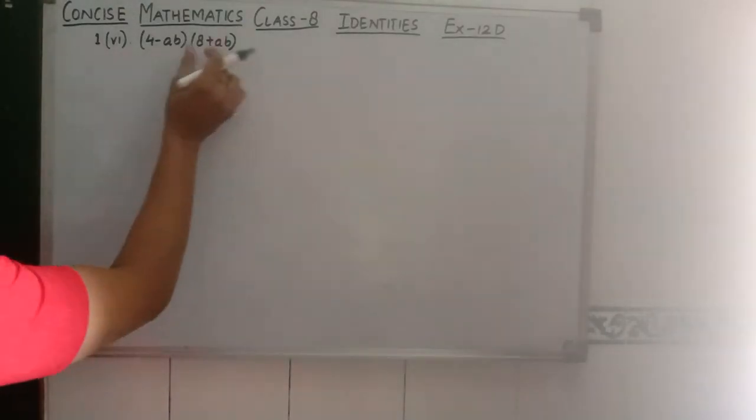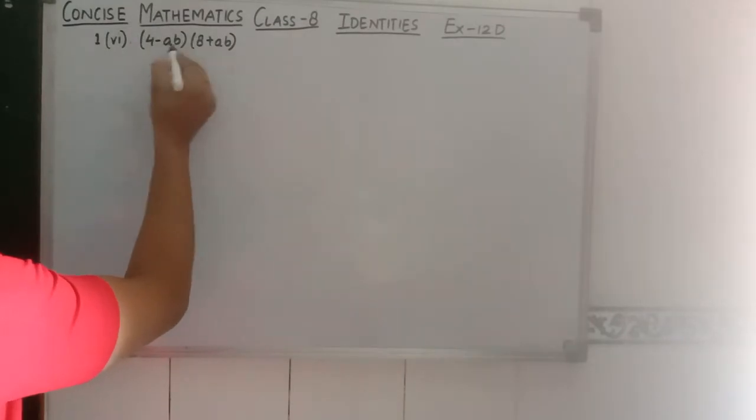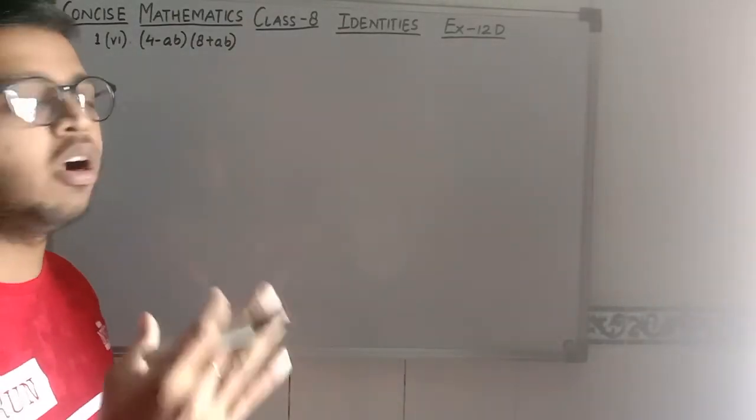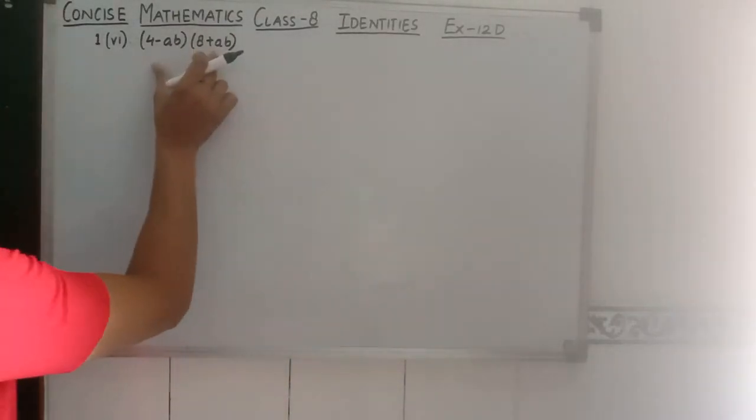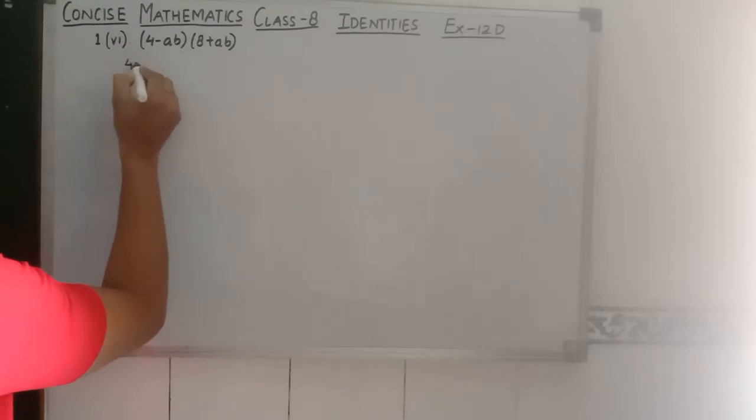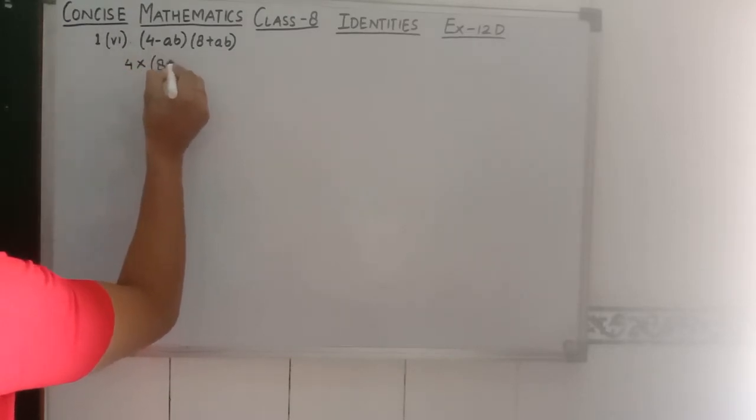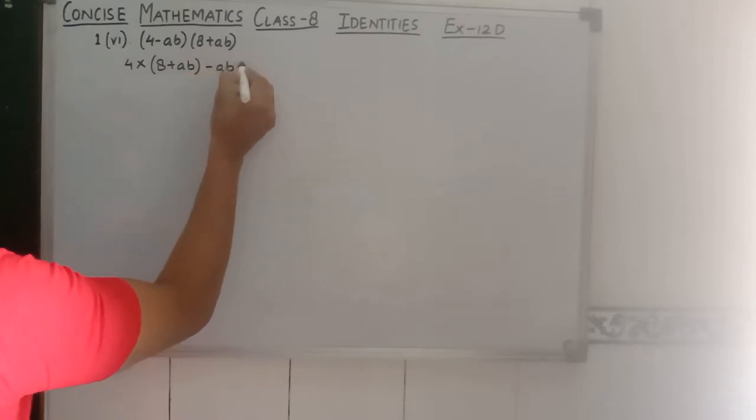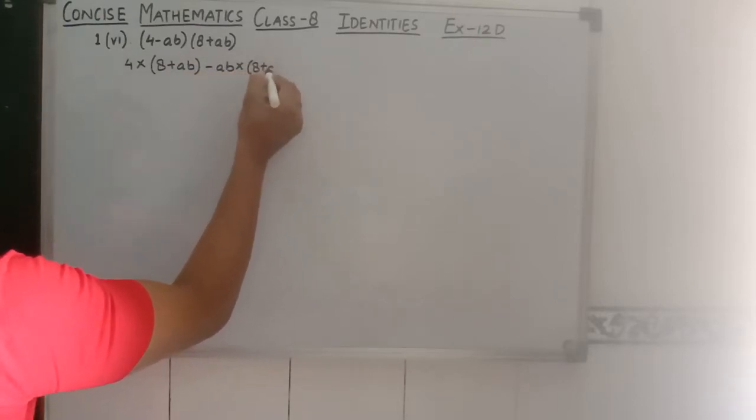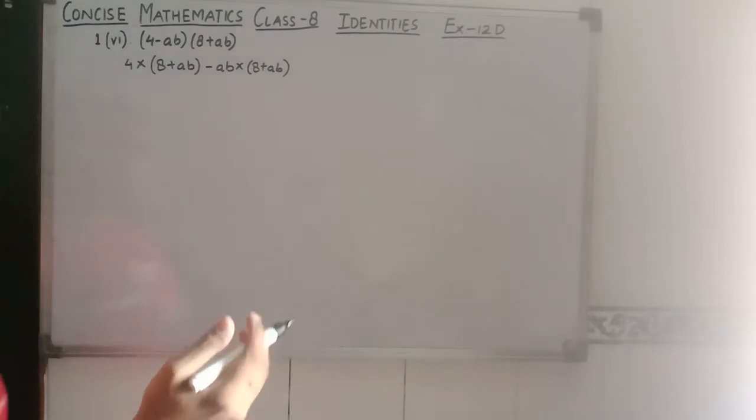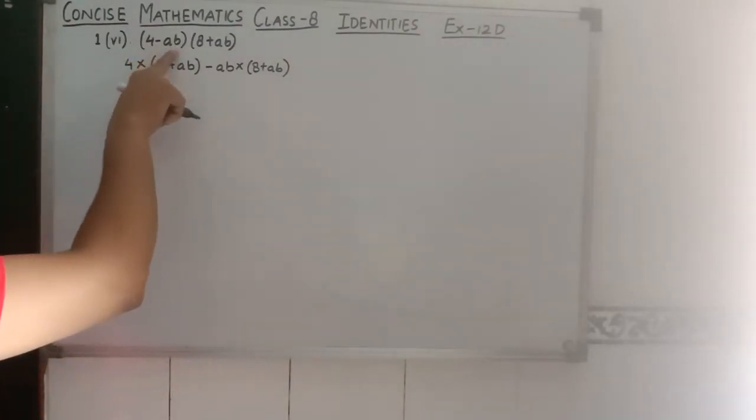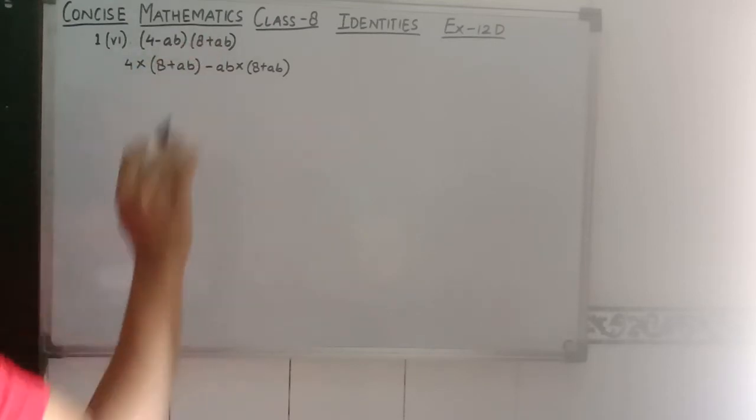As you are observing, the first term is a difference and the second term is the same, but with a different sign. So we cannot apply any identity in this question; we have to just multiply. 4 multiplied by 8 plus AB, minus AB multiplied by 8 plus AB. This is the method of multiplying a binomial with another binomial. There are two terms, 4 and negative AB, and two terms, 8 and AB.